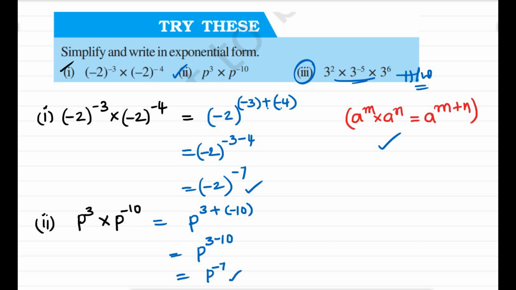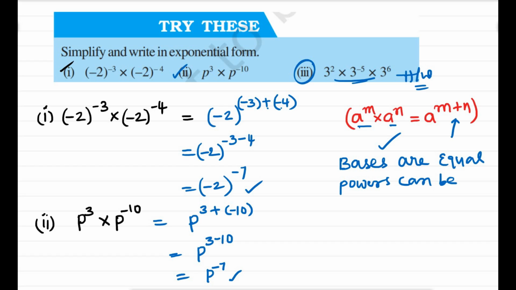The same rule is applicable for the third problem also. That is, when bases are equal, the powers can be added. So the rule is: when bases are equal, powers can be added. Okay students, got it?